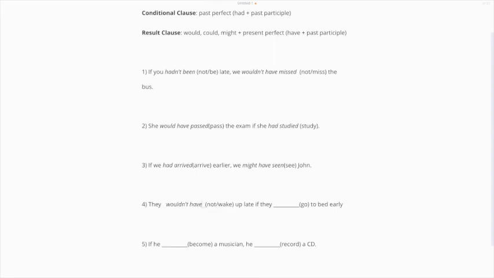And the past participle of wake. They wouldn't have, because this is an irregular verb, we're going to do it woken. That is the past participle of the verb wake. So we finished that. They wouldn't have woken up late. And here, again, we have the if that is separating the two clauses. That means what comes after this is the conditional clause. So let's do the conditional clause.